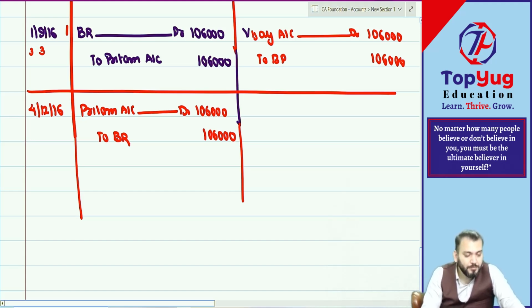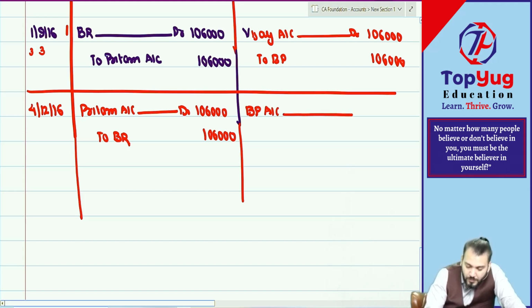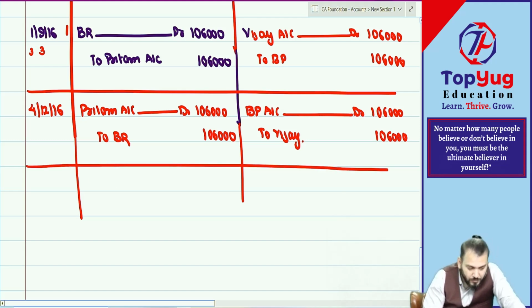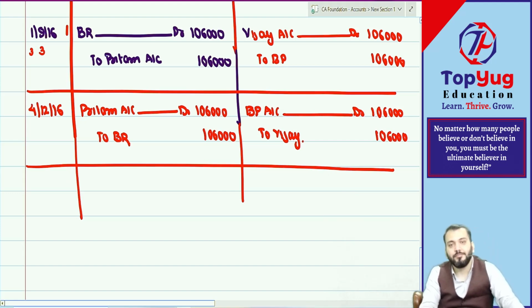For Pritham, what journal entry? Bills payable account debit to Vijay, 1,06,000. Correct. Understood?